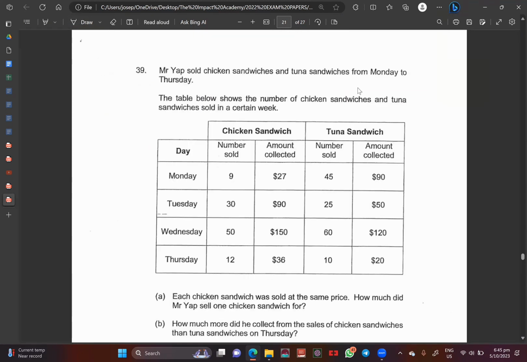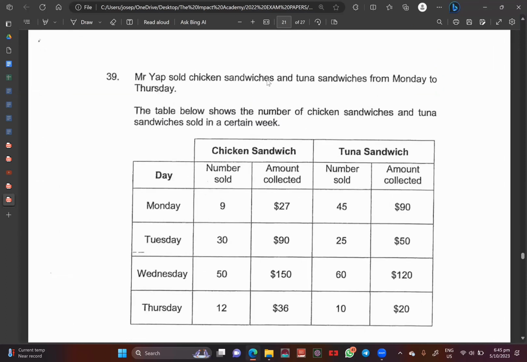Now, Mr. Yap sold chicken sandwiches and tuna sandwiches from Monday to Thursday. Can you see Monday to Thursday? We have chicken sandwich over here. We have tuna sandwich over here. Make sense or don't make sense? Now, the table below shows the number of chicken sandwiches and tuna sandwiches sold in a certain week.